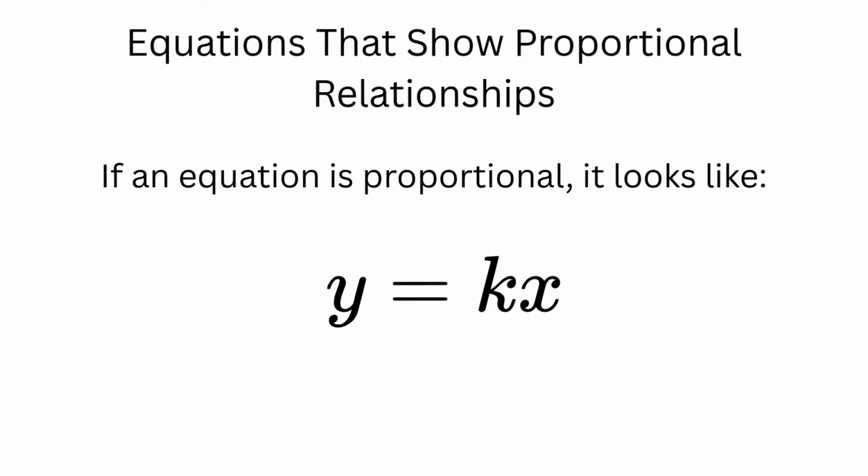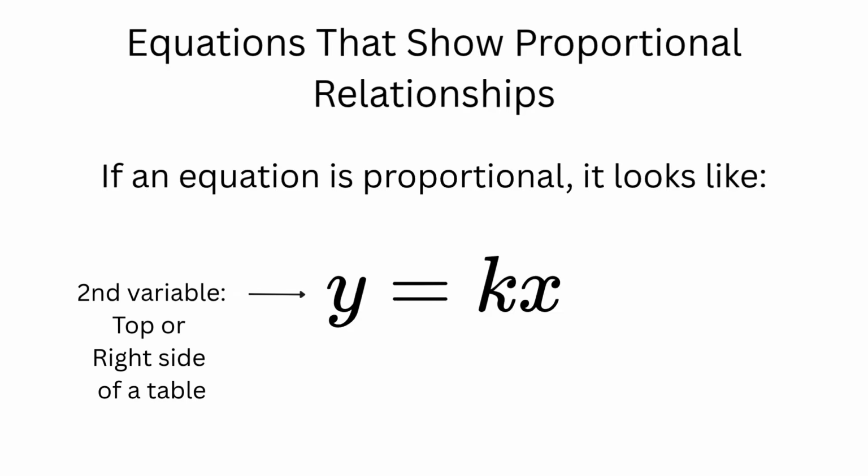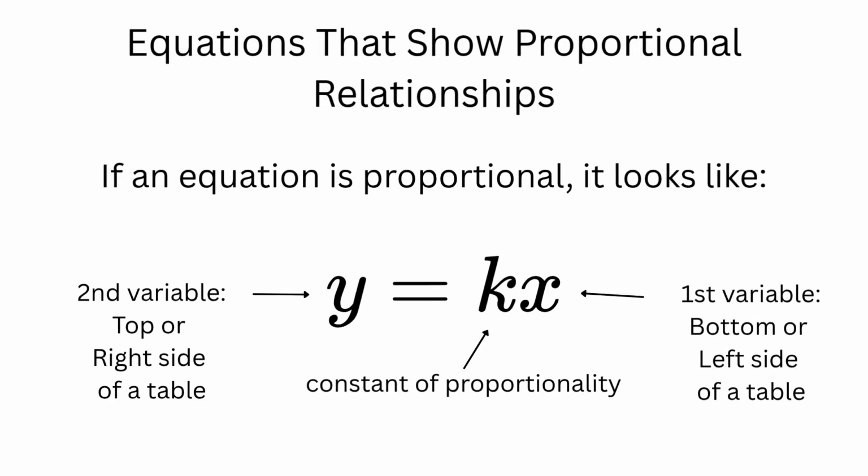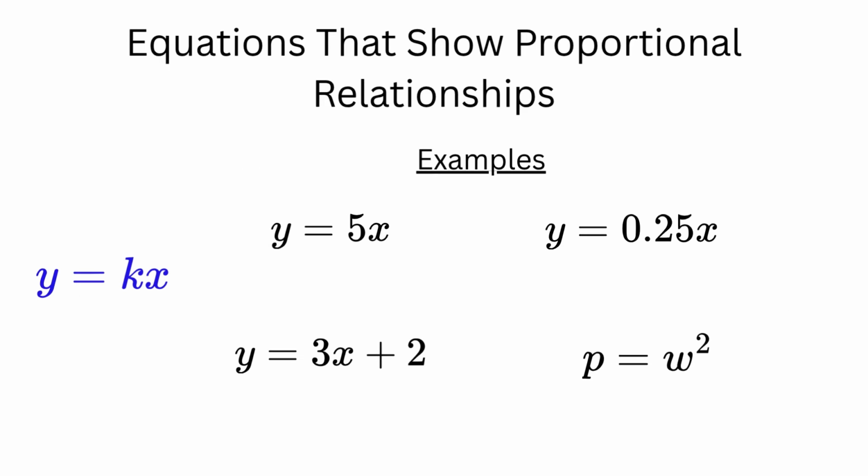Now let's talk about equations. If an equation shows a proportional relationship, it looks like y equals kx. That means y changes by the same amount for every x. k is still your constant of proportionality, the number that connects x and y. For example, y equals 5x. That's proportional, where k equals 5.